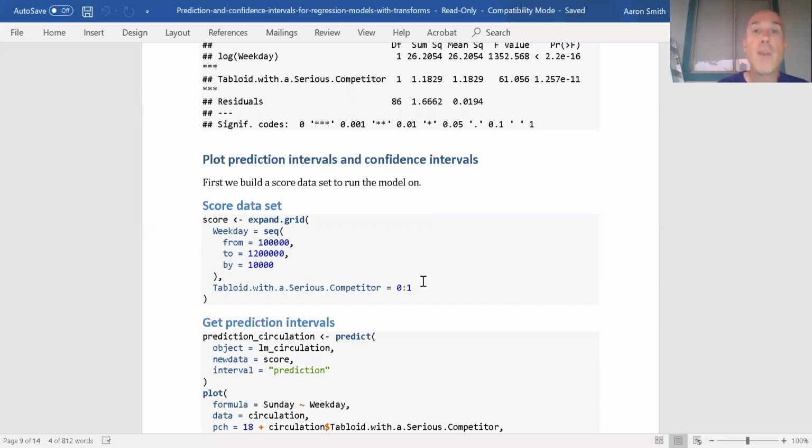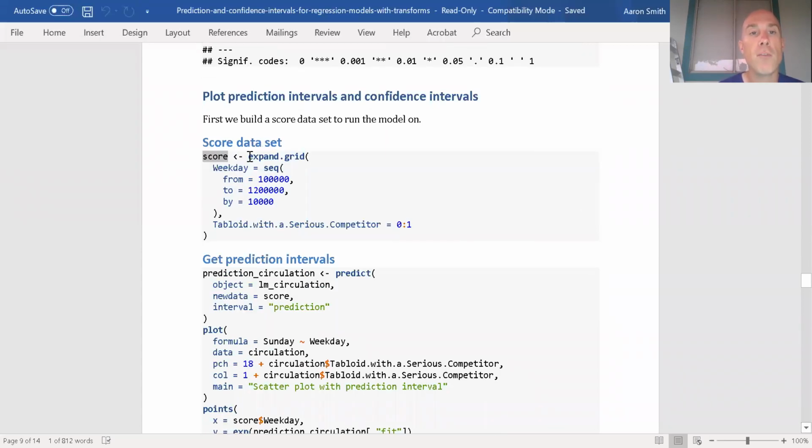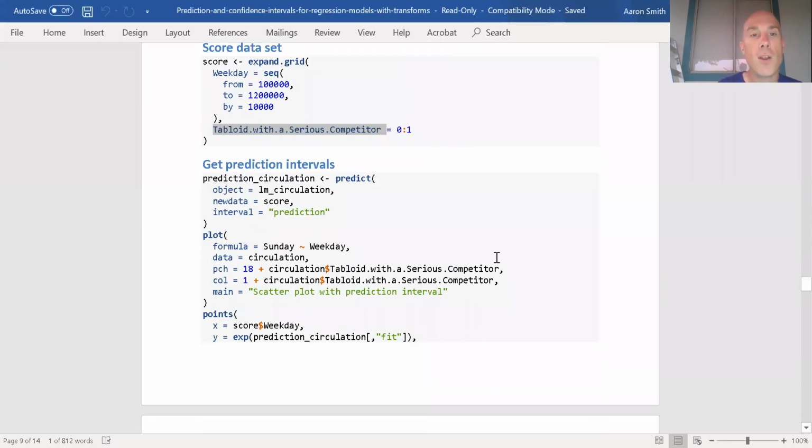So the data that we make predictions on is called the score data, and that's why I call this score. All right, and you'll notice I do expand grid. Expand grid takes all the values in this vector and all the values in this vector and finds all possible pairs. So it's a pretty big data set. So when I get the prediction intervals, I run the predict function on my model. My new data is the score data. And then I tell it to get a prediction interval. So prediction and interval. Lo and behold.